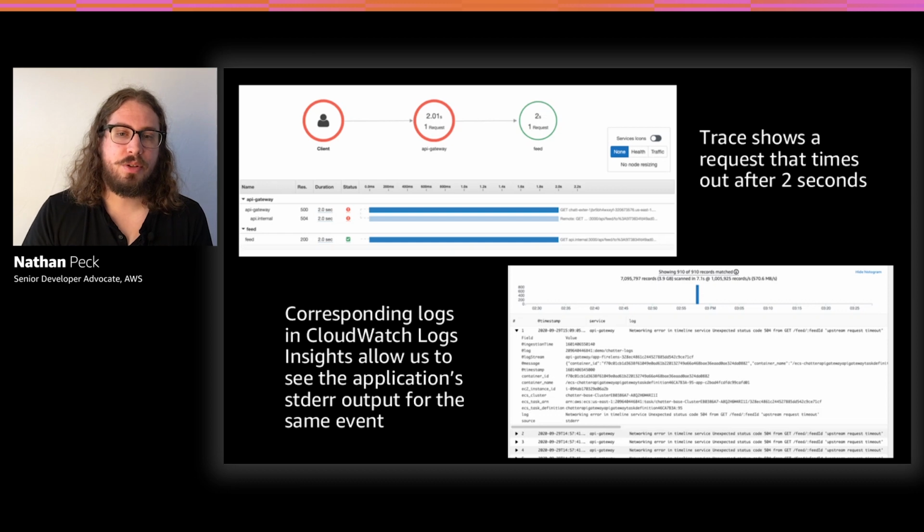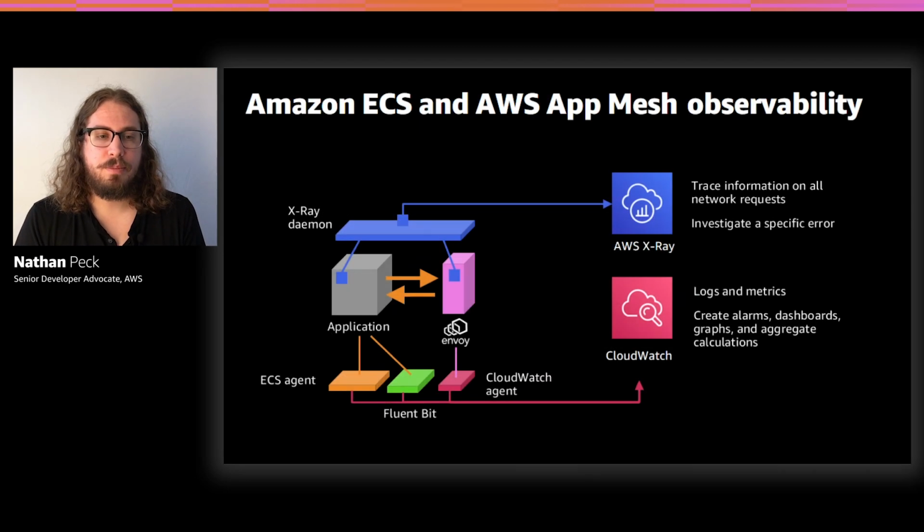So once again, I want to show that full picture of all of these pieces put together. You see AWS X-Ray, you see the ECS agent, you see FluentBit, CloudWatch agent, and Envoy Proxy. And then you see all the information is going into AWS X-Ray and Amazon CloudWatch.